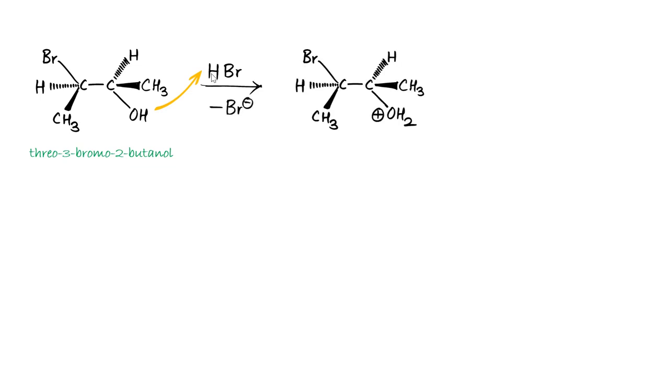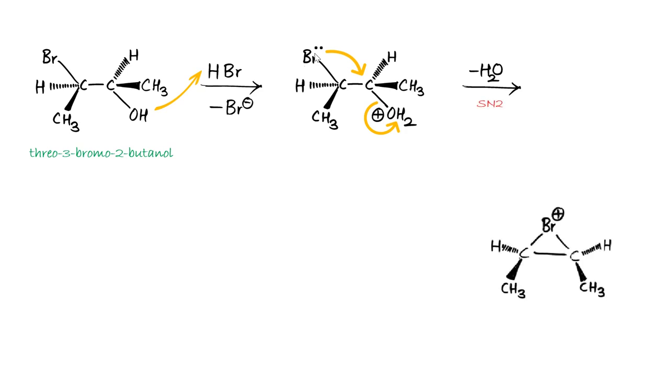an OH2, so oxygen containing a positive charge. Now we have this bromine containing a lone pair. It may easily attack this carbon, and the water molecule is eliminated. Finally, you will get a three-membered transition state after the first SN2 attack.